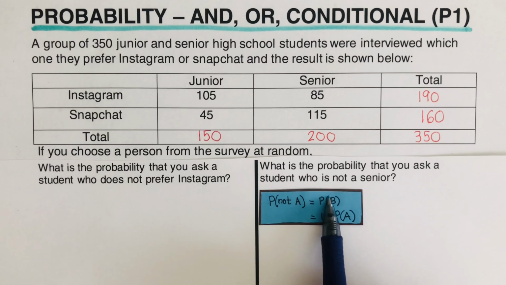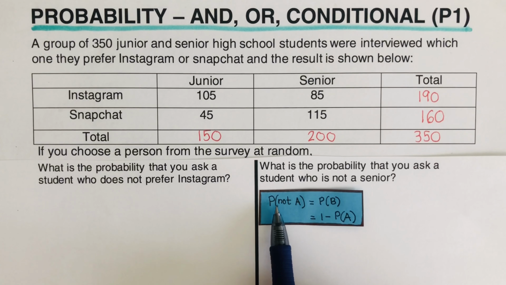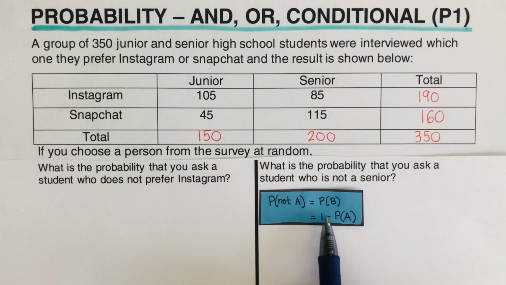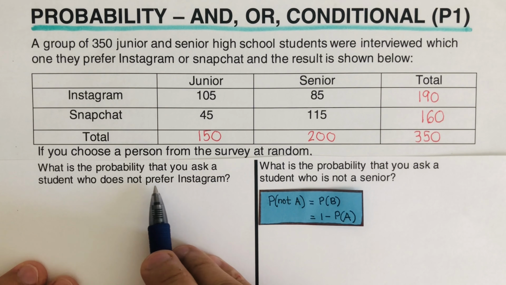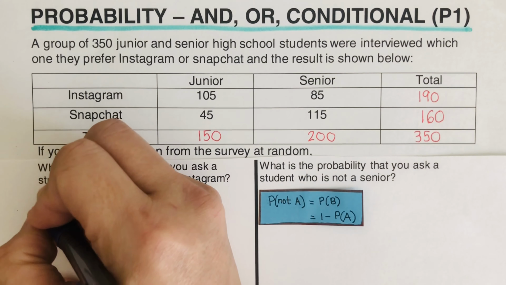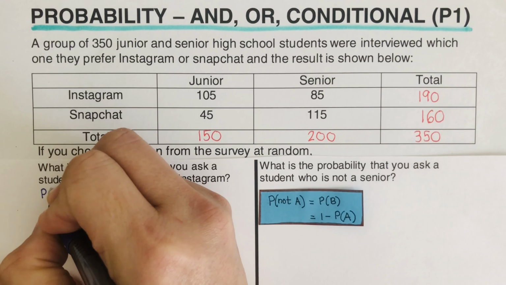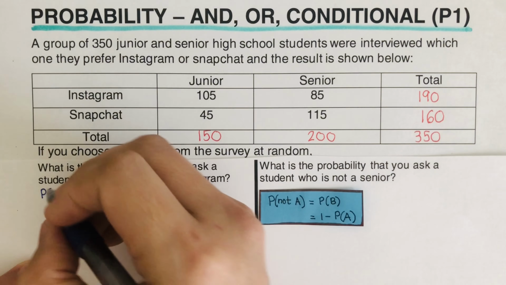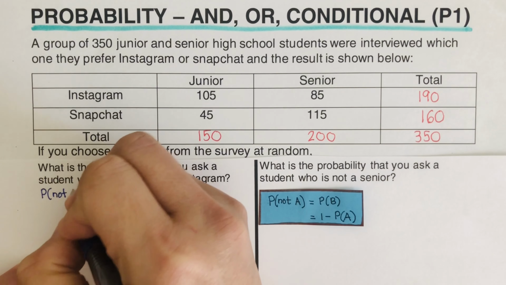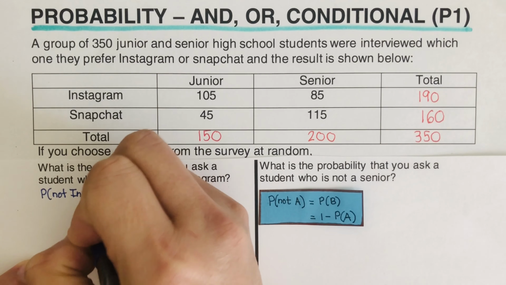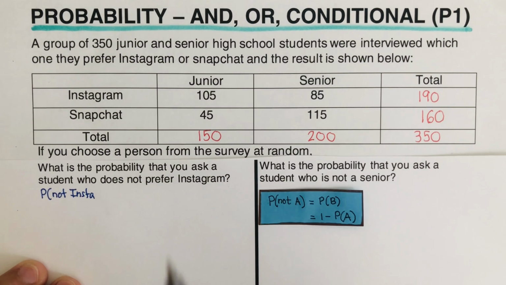So these two equations that we have here will give us the probability of not A. You can use any of these. It doesn't matter. The answer would just be the same. But I'm going to show both of these formulas in the example that we have here. So we have, what is the probability that you ask a student who does not prefer Instagram? So that's going to be not Insta. So I'll just write not Insta. That means they don't prefer Instagram.